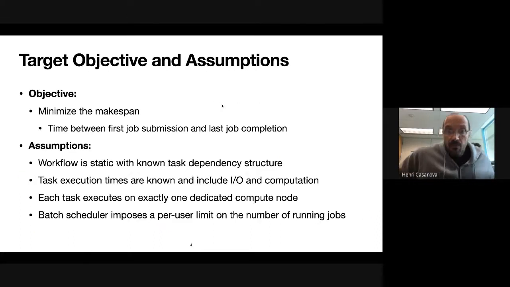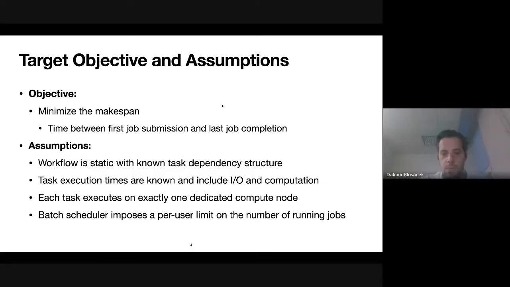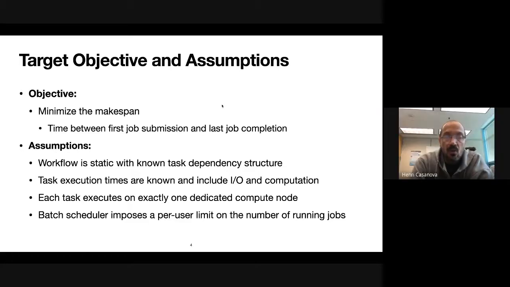And so our objective is to minimize the makespan of the workflow execution, meaning the time between the first job submission and the last job completion. We make several strong assumptions. Some are strong, some could be removed easily. We assume the workflow is static and that we know the dependency structure. That's still the case for a lot of production scientific workflows. Task execution times are known and include both I/O and computation, based on previous benchmarks of the workflow.